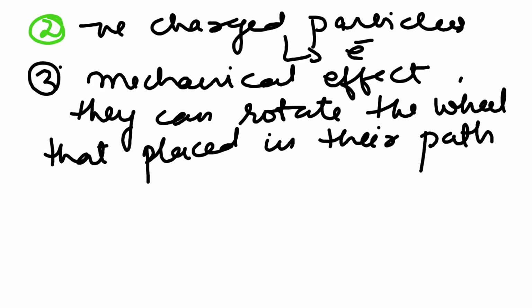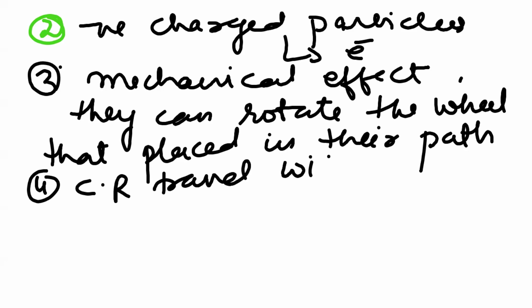Okay, so what does it mean? It means that these rays have the ability to rotate also. But what is the primary requisite? The primary requisite is that it should be in vacuum. If vacuum is created, then only can we find out all these possibilities. Then next, cathode rays travel with high speed.